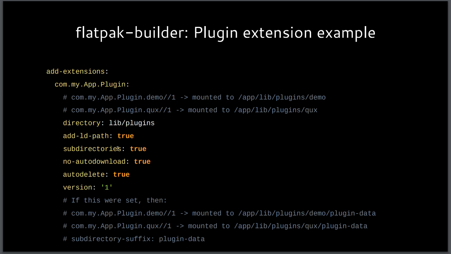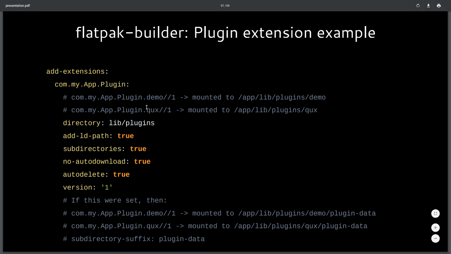So in our example, you should be familiar with most of these options. Version 1, this is our directory. So Flatpak will find that this extension begins with this name, so we'll take it and mount it at a subdirectory of lib/plugins. In this case, /app/lib/plugins/demo. And same thing with this one. So there are two mounts at once as subdirectories of this directory.